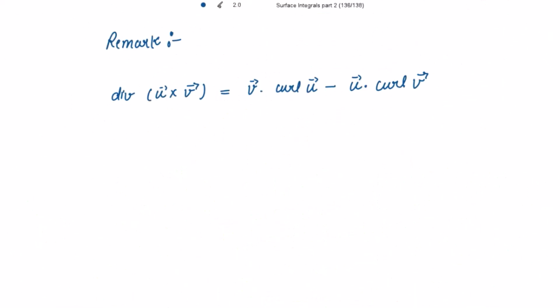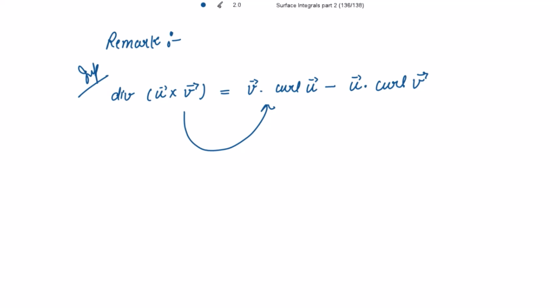Before starting with the proof, let's read this remark, which is very important and used in many examples, right? So what the remark is, divergence of cross product of two vectors is equal to second vector, its dot product with curl of first vector, minus, then we write the first vector, its dot product with curl of second vector. In the previous contents, I have already explained this proof how we are getting the right hand side.